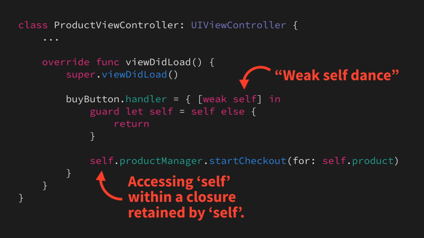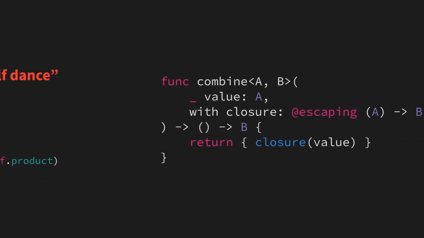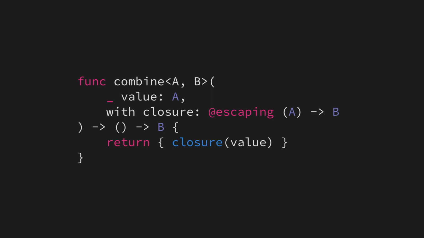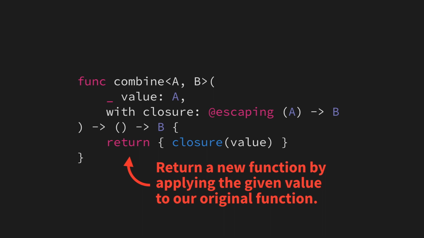What we're going to do is introduce a function called combine. This function is going to take any value of type A and combine that with a closure that takes A as input and then returns any value B as output. What it's going to do with those two pieces of input is that it's going to take the value that we passed and insert that into the closure to give us a new function that doesn't require any input. This is commonly referred to as applying the value to our closure.